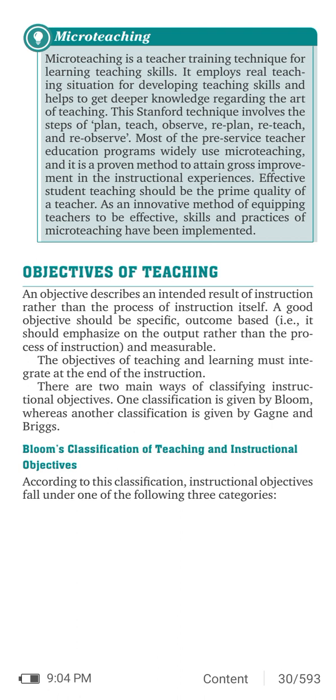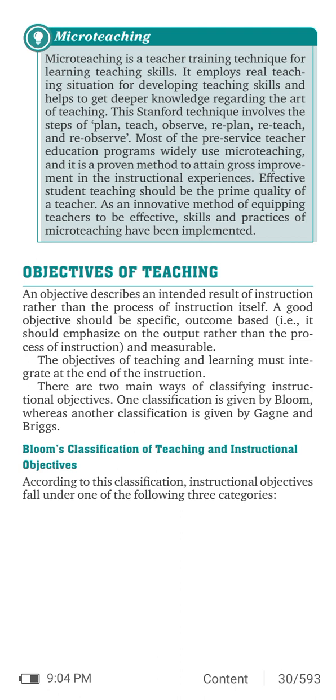Then a good objective should be specific, outcome based. It should emphasize the output rather than the process of instruction, and be measurable. The objectives of teaching and learning must integrate at the end of the instruction. There are two main ways of classifying instructional objectives. One classification is given by Bloom, whereas another classification is given by other scientists like Briggs.